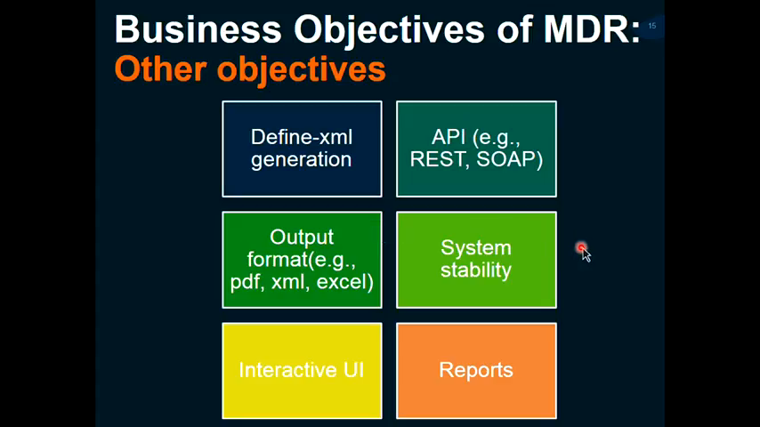And another feature that should be considered is system stability. As you know, if you combine industry and company standards and also operational data in MDR, we could actually have big data, huge data. So in order for MDR to operate properly, the system should be able to handle all that data. And an interactive UI could make it easy for users, so they could use MDR more effectively.